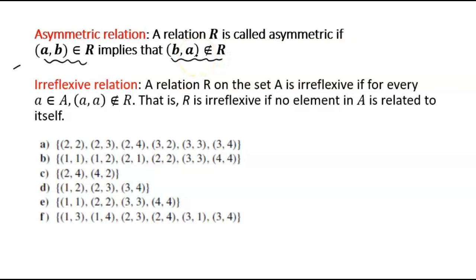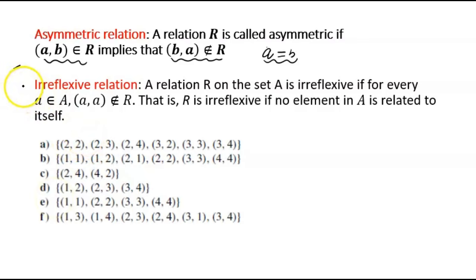Now if you look at the definition, it is slightly different from antisymmetric relation, because in antisymmetric also we have this requirement that if (a, b) is in R, then (b, a) should not be in R. But in case of antisymmetric relation, we have allowed those elements to be in R for which a and b are equal. But in the case of asymmetric relation, this is also not allowed. We are going to look at examples to understand it better.